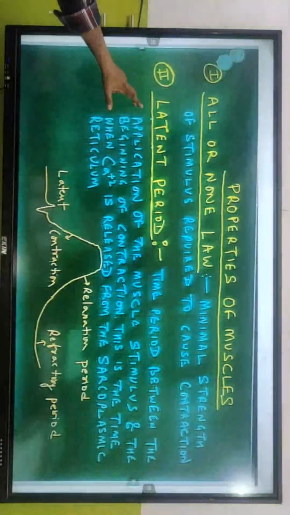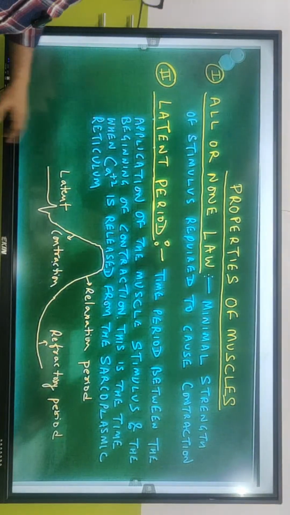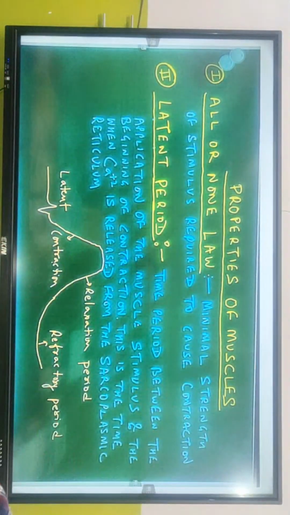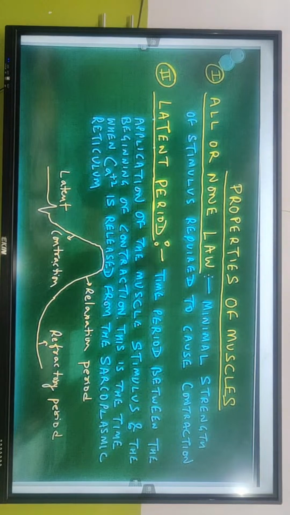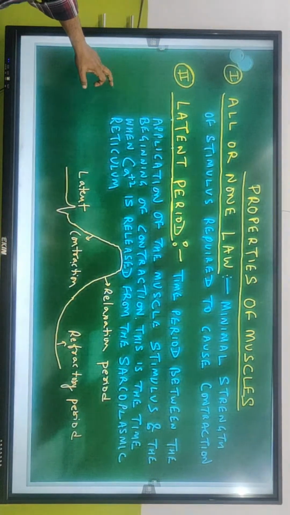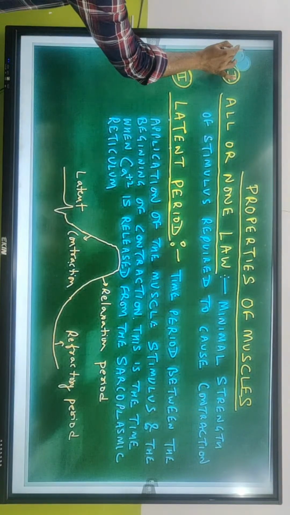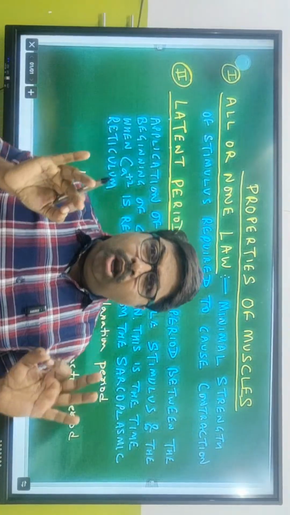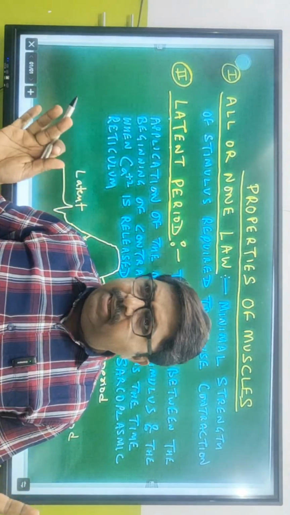Okay, chalo, so that was the different properties of muscles. See, properties of muscles. See the time. Properties of muscles क्या है? See, the first property is all or none law. What is the meaning of this? All मतलब पूरा, none मतलब एकदम नहीं.